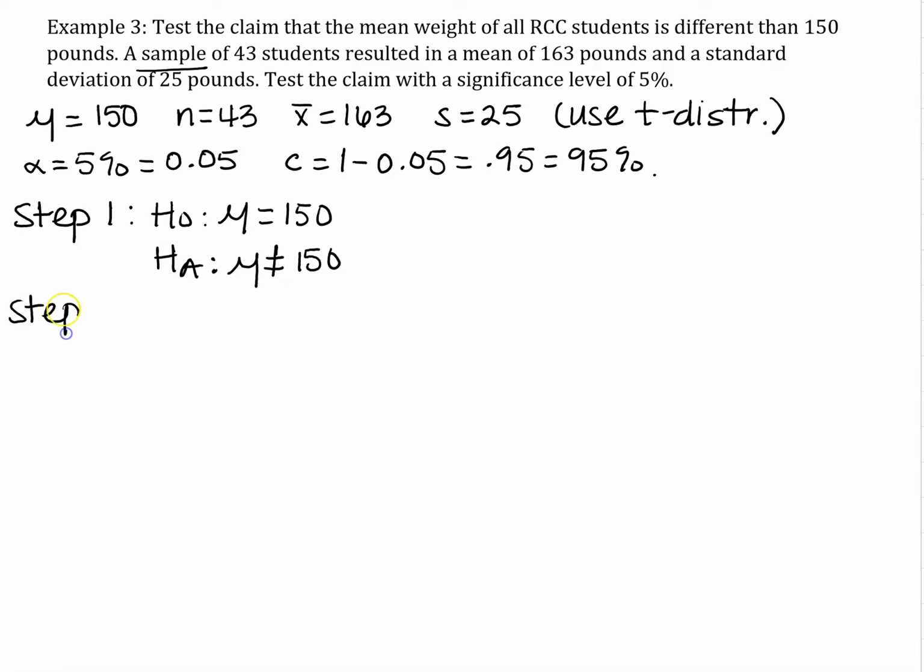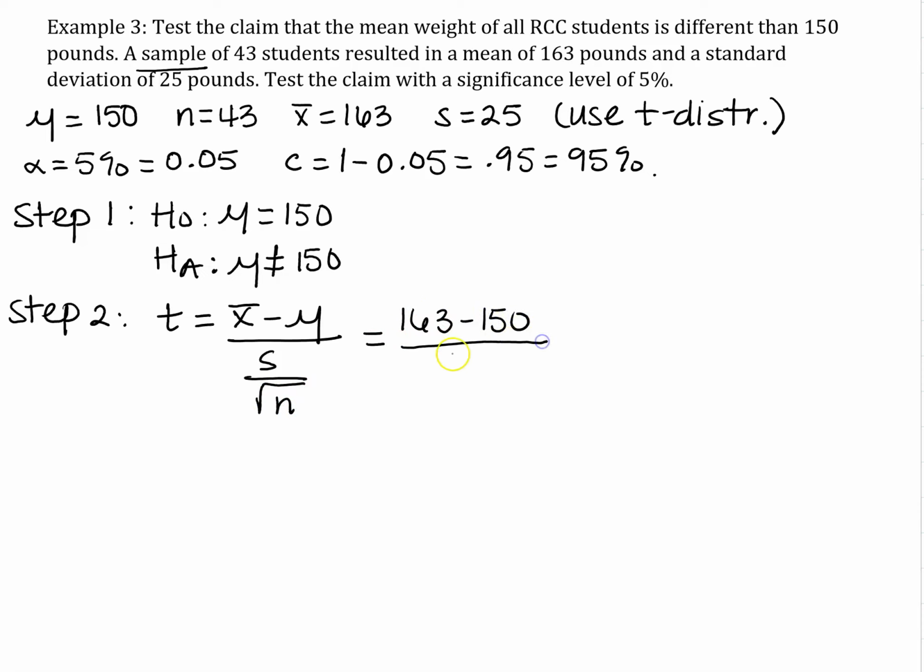Step 2, we will calculate our test statistic using the formula that t is equal to x bar minus mu divided by s divided by the square root of n. Our x bar is 163. Our mu is 150. Our sample standard deviation is 25, and our sample size is 43. And when we round this to 2 decimal places, we get a test statistic of 3.41.